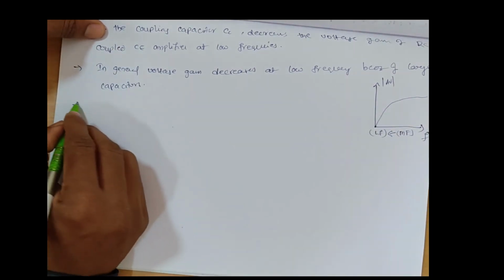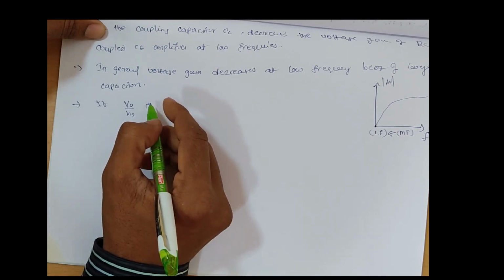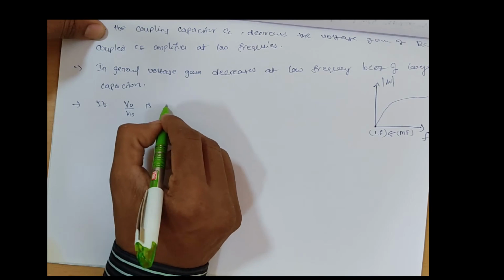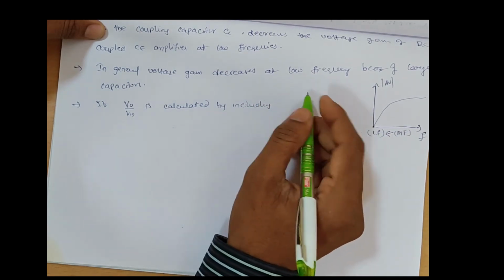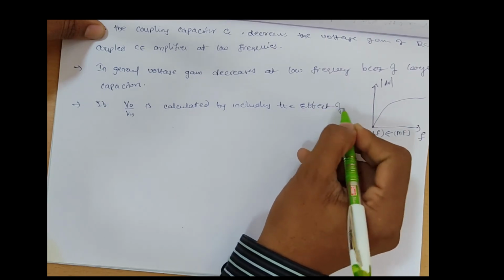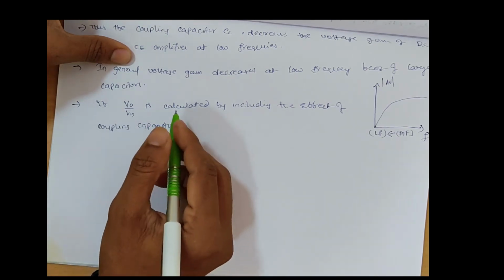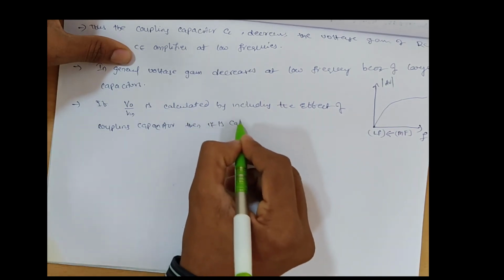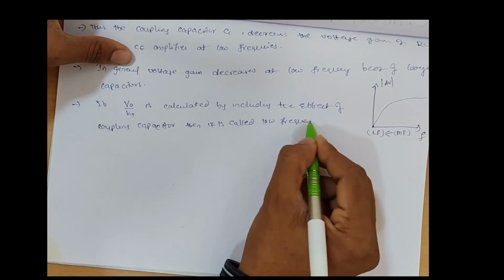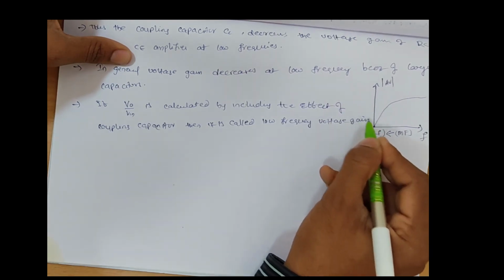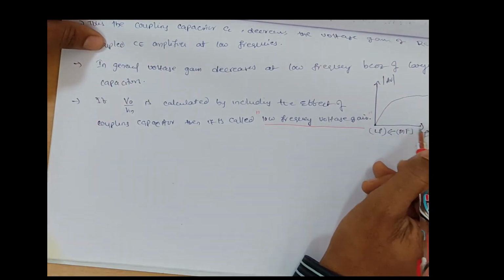If the voltage gain V0 by Vin is calculated by including the effect of the coupling capacitor, then it is called the low frequency voltage gain. Why do we need to calculate the voltage gain again? Because at low frequencies the voltage gain decreases.